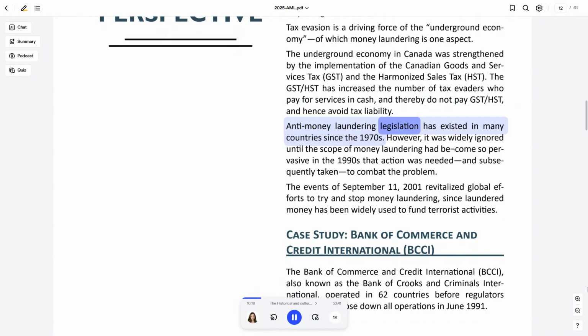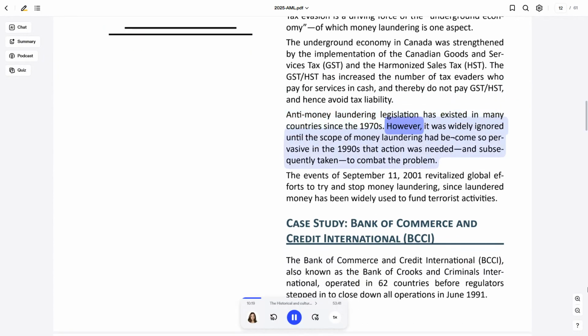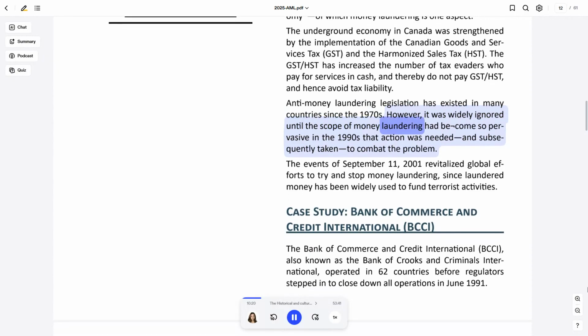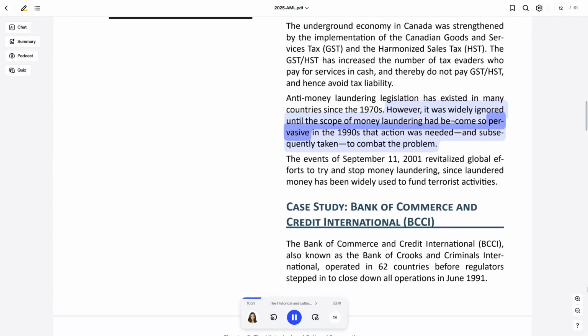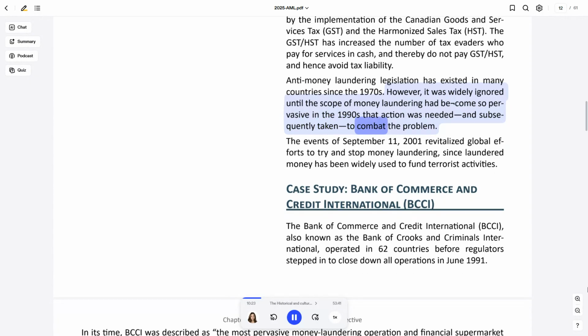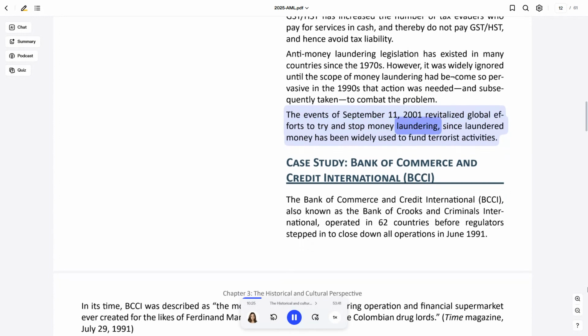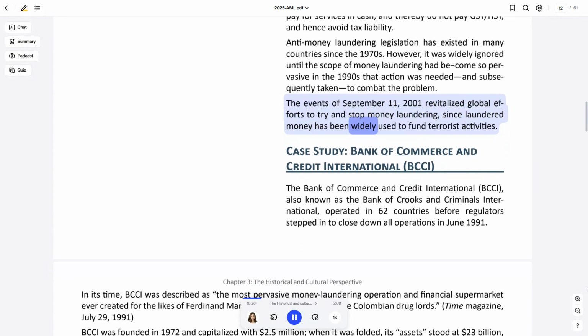Anti-money laundering legislation has existed in many countries since the 1970s. However, it was widely ignored until the scope of money laundering had become so pervasive in the 1990s that action was needed, and subsequently taken, to combat the problem. The events of September 11, 2001, revitalized global efforts to try and stop money laundering, since laundered money has been widely used to fund terrorist activities.